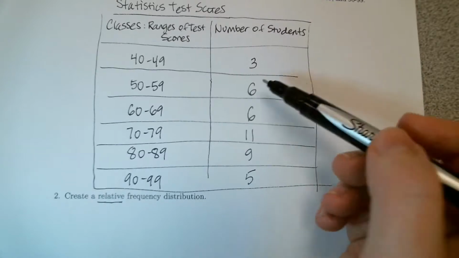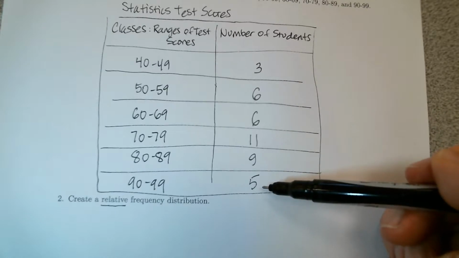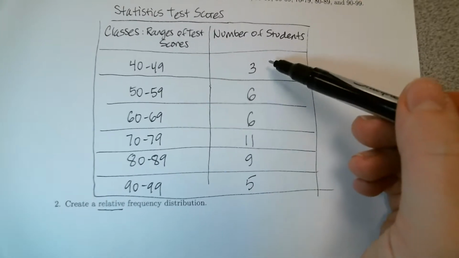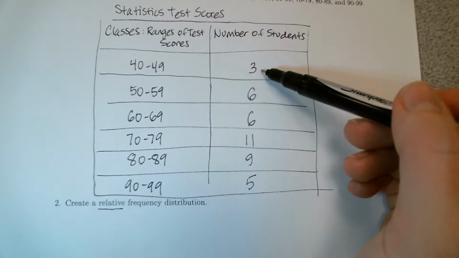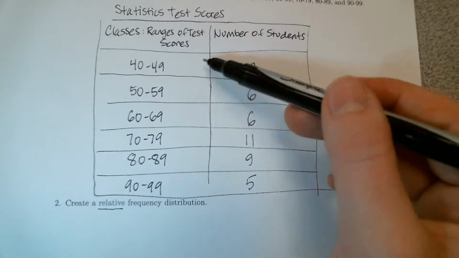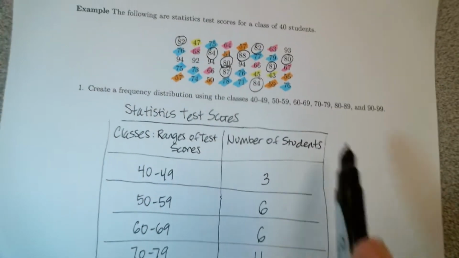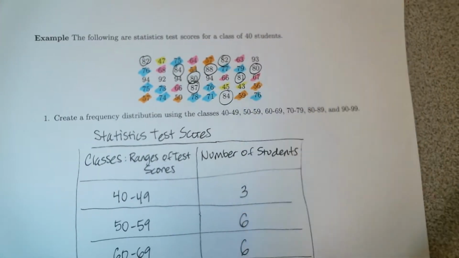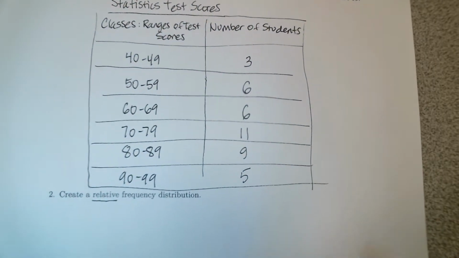So instead of having a count, I will have proportions over here. So instead of knowing it was 3 students, a proportion will tell me what percentage of students got this score. So this is 3 out of a total of 40 students. So the proportions will take into account how many students total.